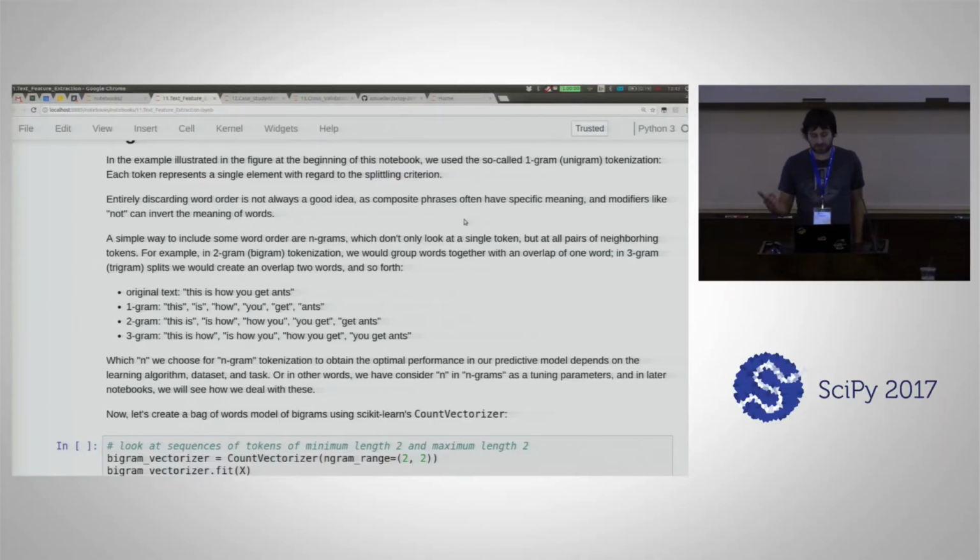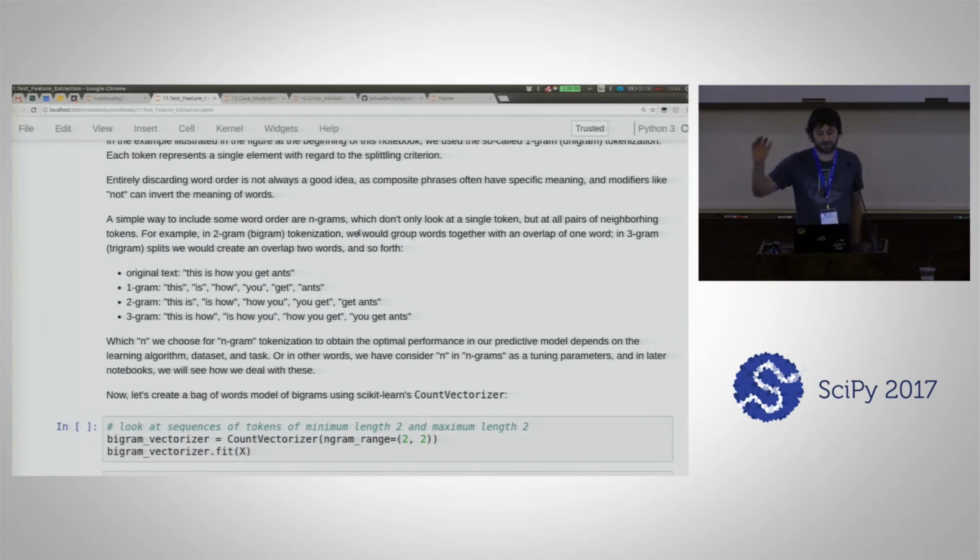Maybe I should mention there's NLTK and spaCy, two standard libraries to do more sophisticated stuff with text. And sometimes they can give you some boost in performance. But this is the very simple method, and it gives you a reasonable baseline.